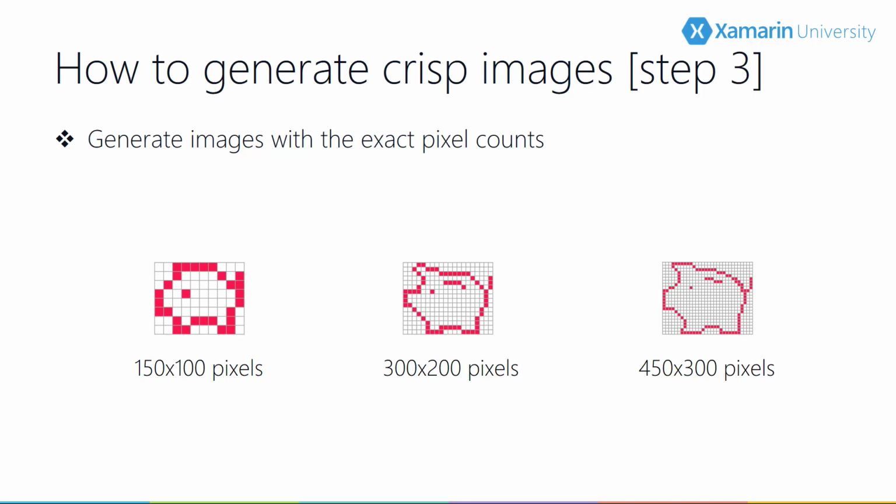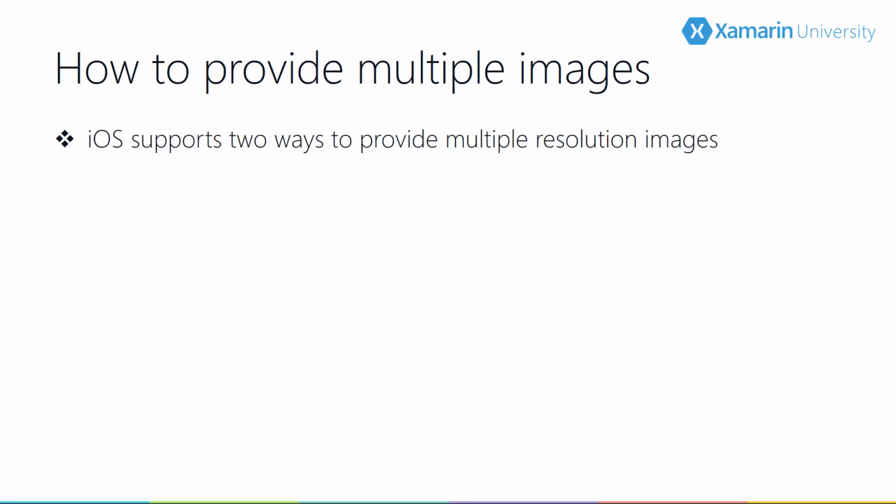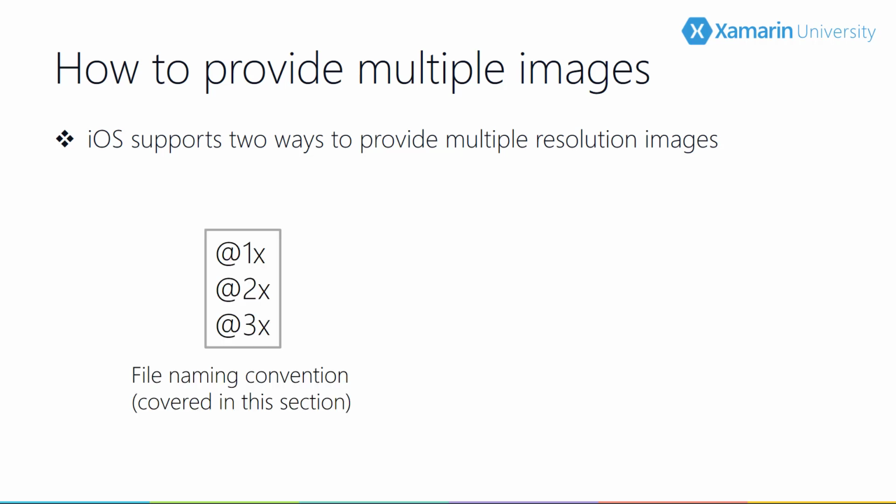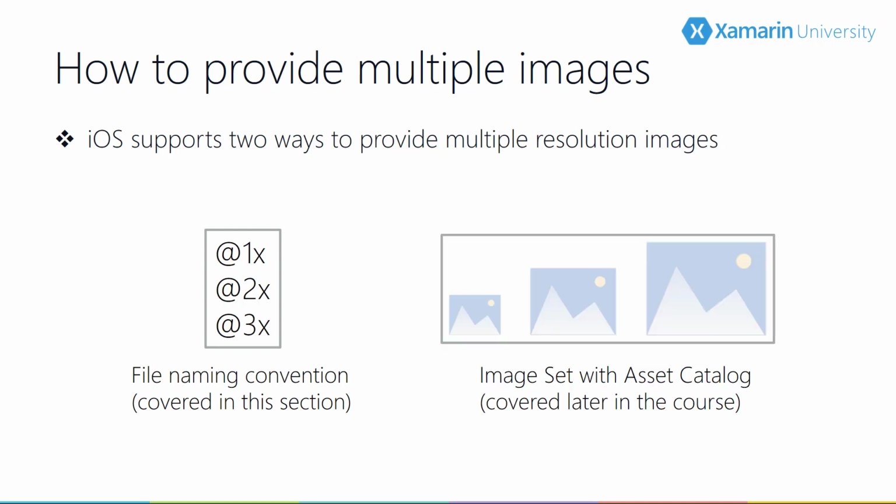So when we have these assets, we now have to provide them to our system in a way that it knows to use each one depending on the device that was chosen. There are multiple strategies that we can use for providing multi-resolution images. The first is we can use a file naming convention, and we'll cover that in this section. And second, we could use a newer technology called asset catalogs, and inside of asset catalogs, there are things called image sets, which we'll cover in the next objective. So first, starting with file naming convention.